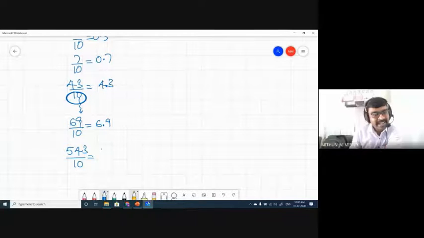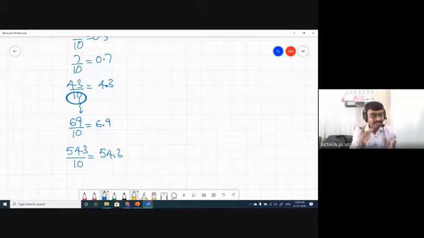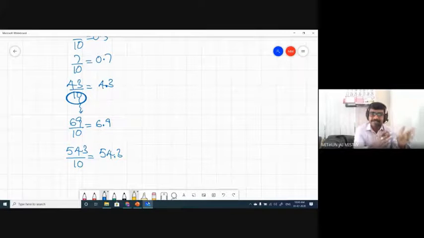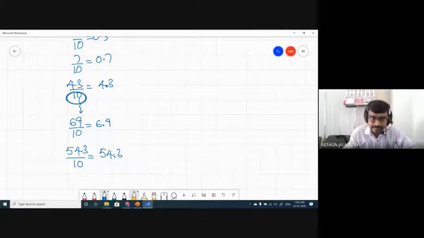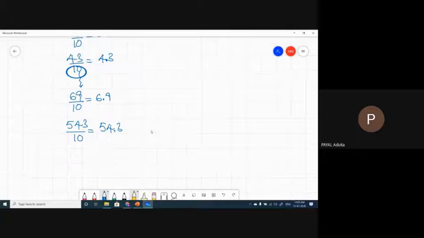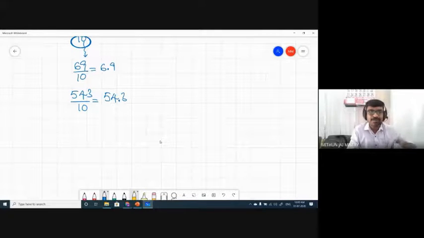54.3. Yeah, very good, 54.3. Wonderful, great. So now we have done this one, conversion from fraction form into decimal form, right? Sir, I didn't understand this 3-digit decimal point. Wow, I don't know what there is to understand in that much, but you see, Payal.